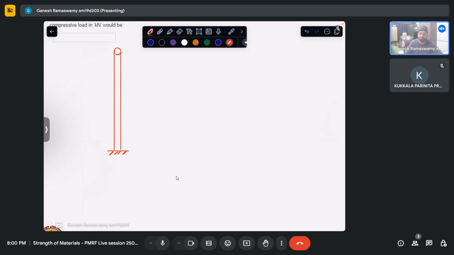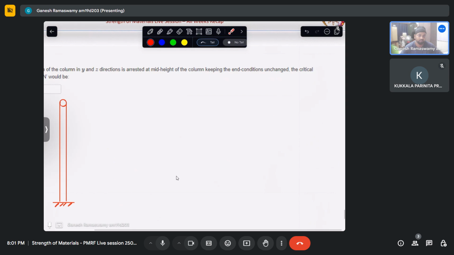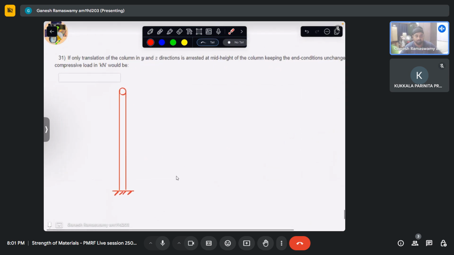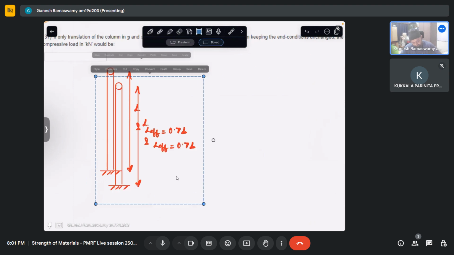Now what this question says is, if only translation of the column in the Y and Z directions is arrested at mid height. So we are putting a stiffener at mid height of the column, keeping the end conditions unchanged. What will happen to the critical buckling load is what is asked. Here, for this question, this is L, and from here we can actually calculate L effective for this case. Now let us take the case where it is stiffened like that.